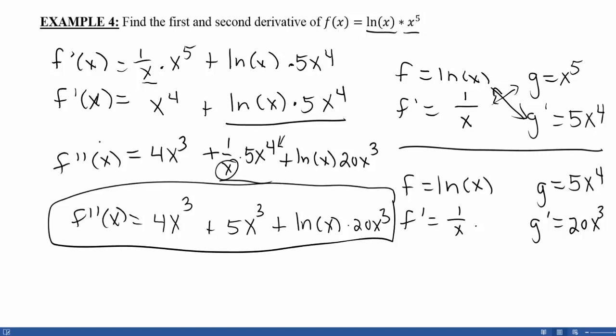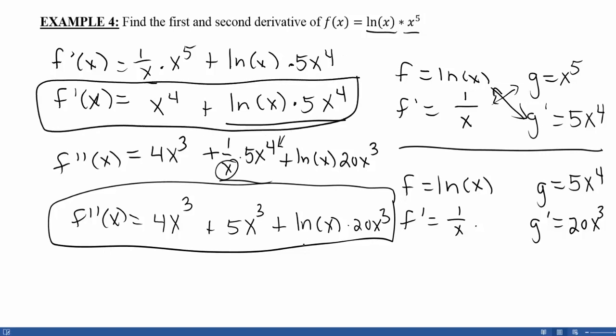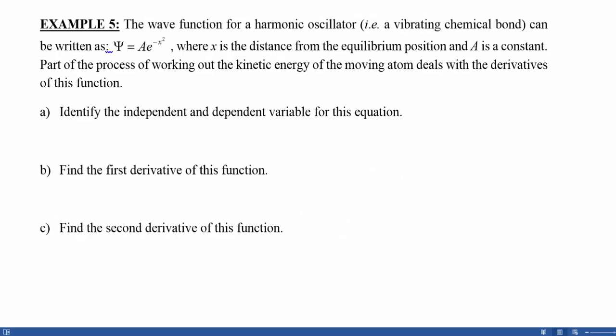So again, I was able to find my first derivative using the product rule, and then I was able to get to my second derivative using the product rule again for that second term. Let's try another example. Example 5.